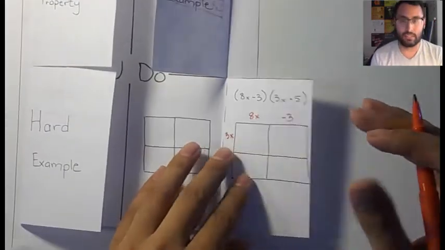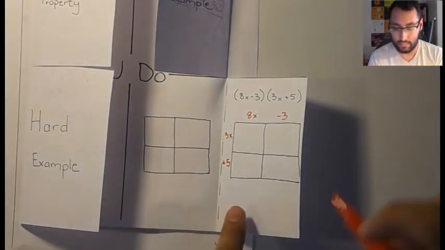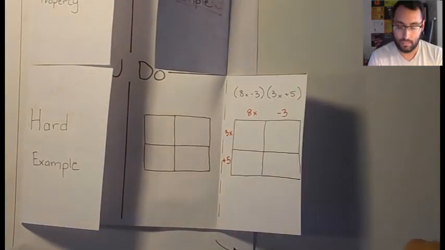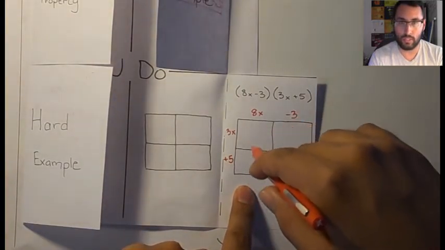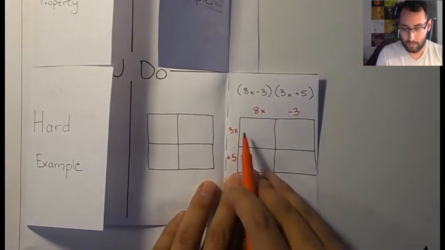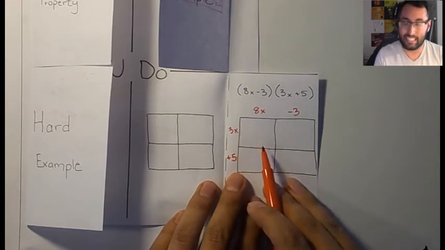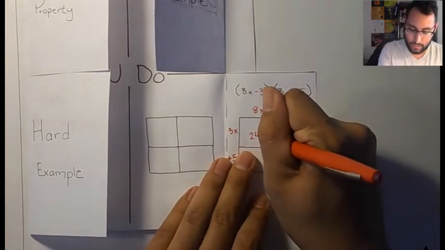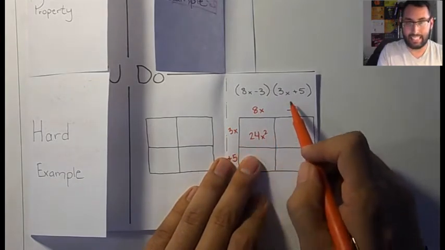And what we're finding is, this is also called the area model. To find an area of a square or a rectangle, you multiply the width and the height of it. So we're going to find the area of the four smaller squares or rectangles to get the area of this bigger rectangle. So how we do that is we're going to multiply in parts. To find the area here, we're going to multiply 3x and 8x. That is 24x squared.